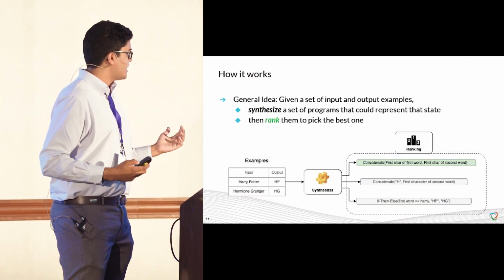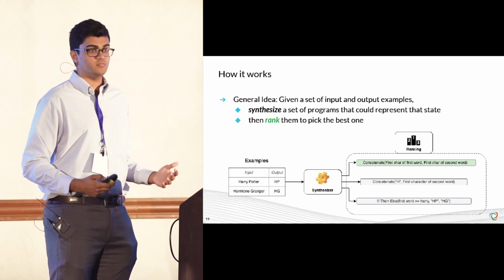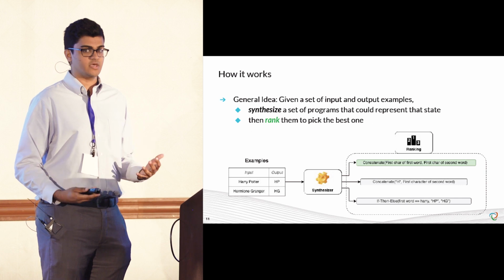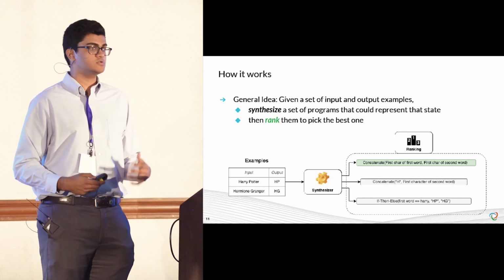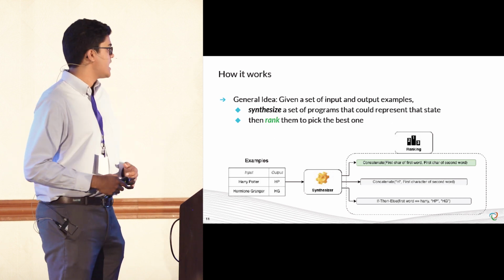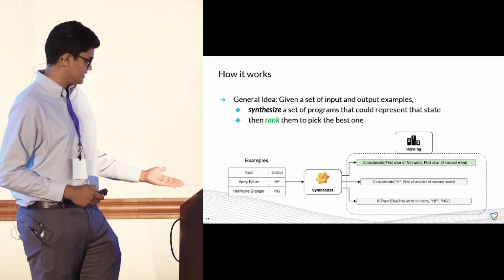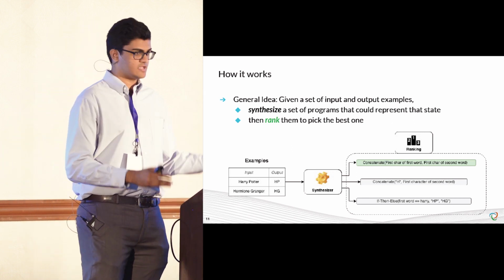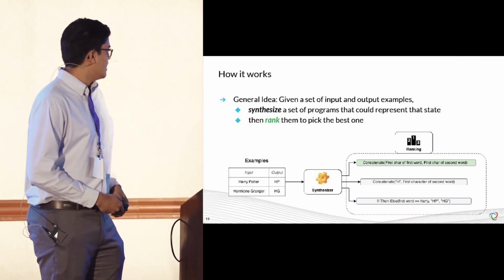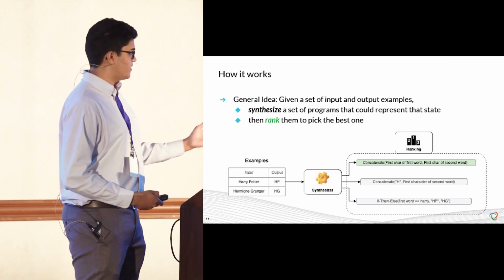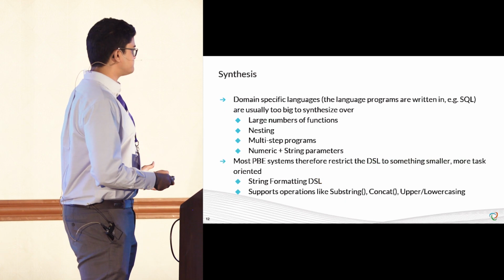So the idea behind ranking is you simply use some kind of metric, and we'll talk a little bit about the heuristics and ML that can go into that process. But you're basically trying to pick the program that's most likely to be what the user intended, and also most likely to generalize to the rest of their data. So in this case, obviously, the best program is simply to take the first characters of each word and concatenate them. So these are the two modules of most PBE algorithms that have come about.